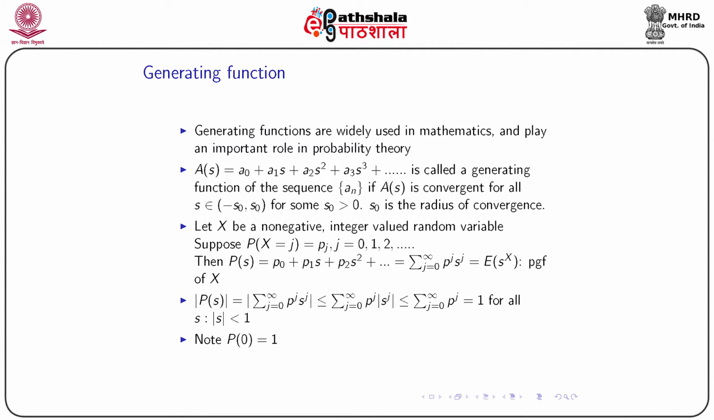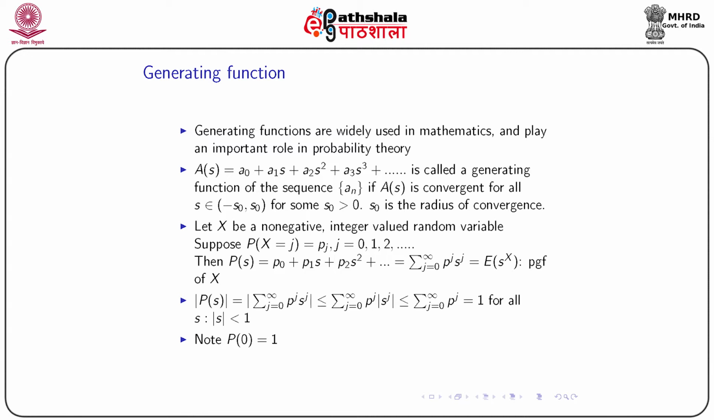Now if you see the form of this P(s), it is the sum over j from 0 to infinity p_j s to the power j. So this is nothing but the expected value of s to the power X. Now this p_j is the probability that X equals j. So this is a generating function for the sequence p0, p1, p2, p3 and so on, under the condition that this series must be convergent.